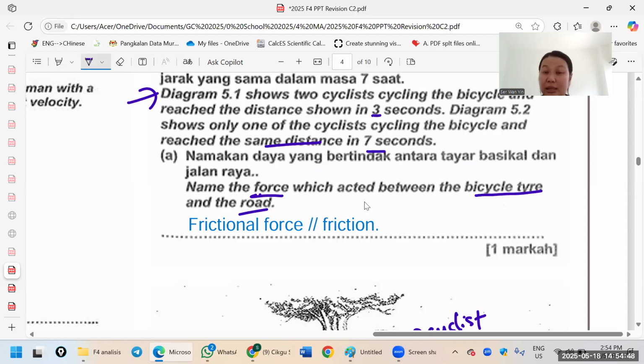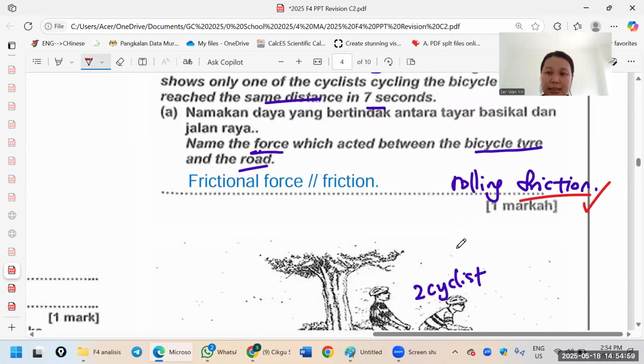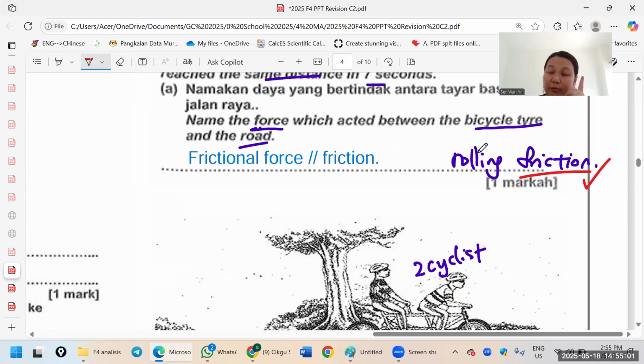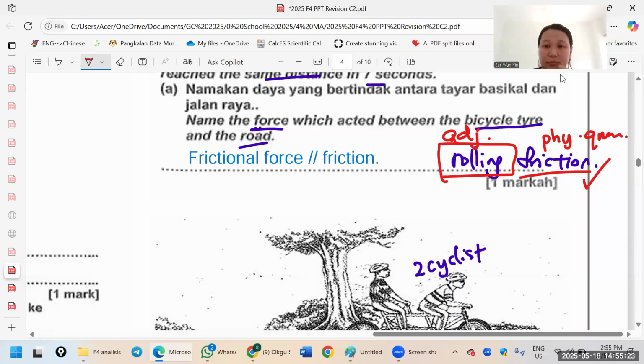Rolling friction. I will mark on friction. So let's say you are rolling friction. It's okay. I will mark on friction. Okay, so be careful for physics. This is a physical quantity. In front of physical quantity is adjective. Teacher, for wheels, it's rolling friction or just frictional force? Yeah, it's frictional force the best.